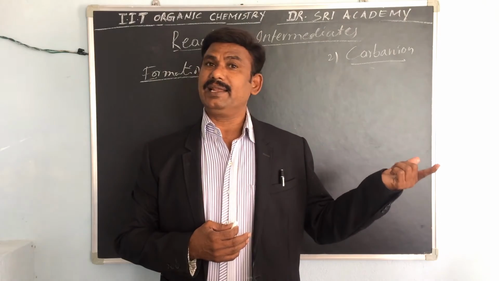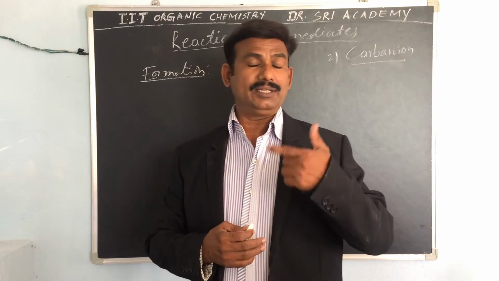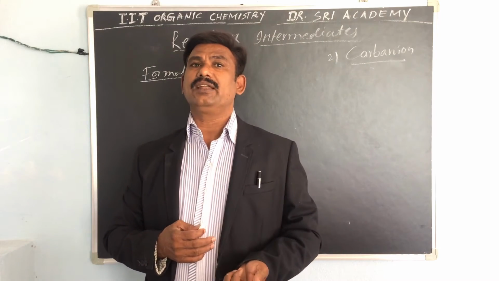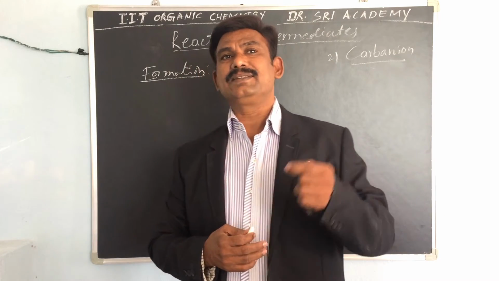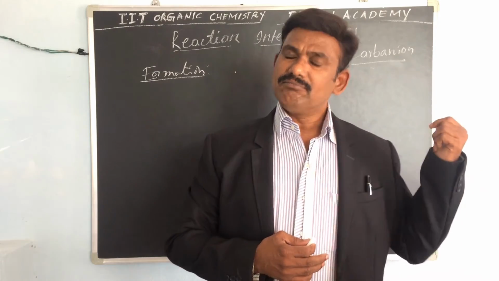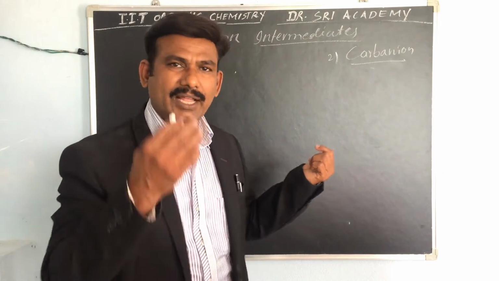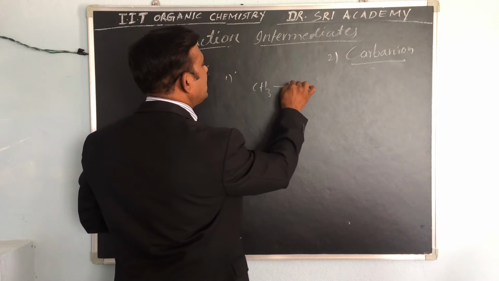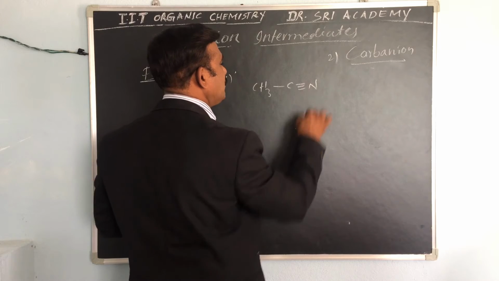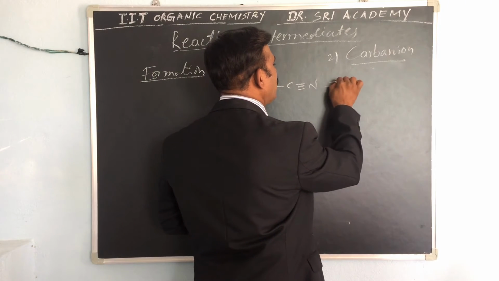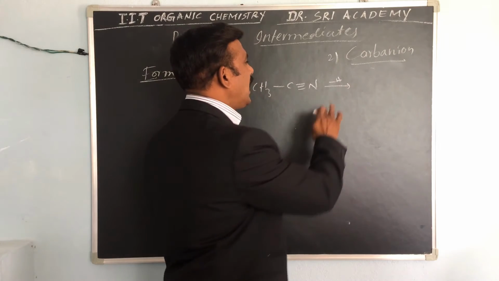Cyano has nitrogen in it. Nitro is also such a compound. Carbonyl group, C=O, is also such a compound. From these, we can form the different types of carbanion compounds. For example, methyl cyanide. We can take methyl cyanide. Just remove one hydrogen from here.